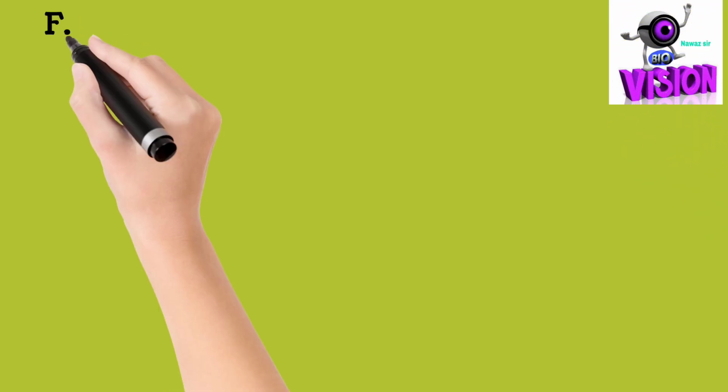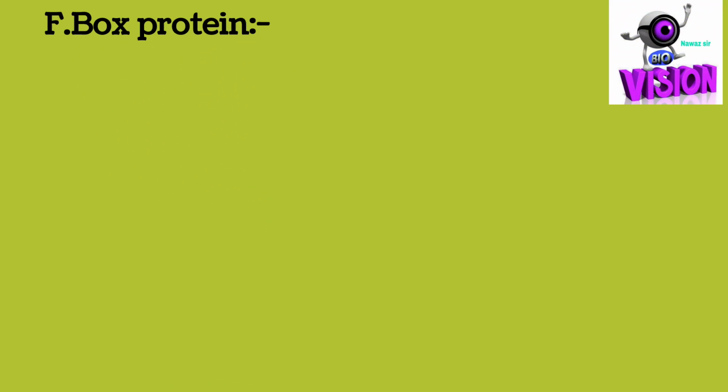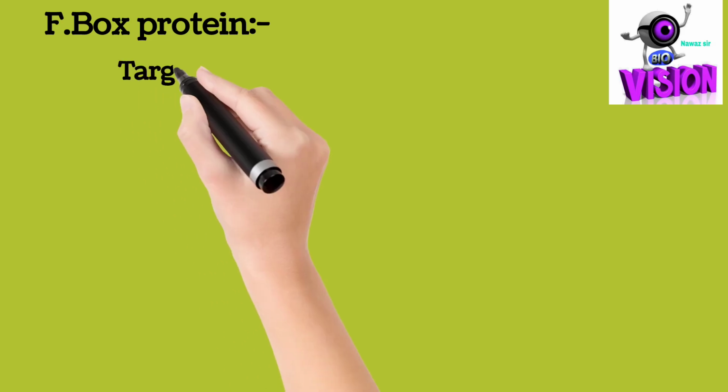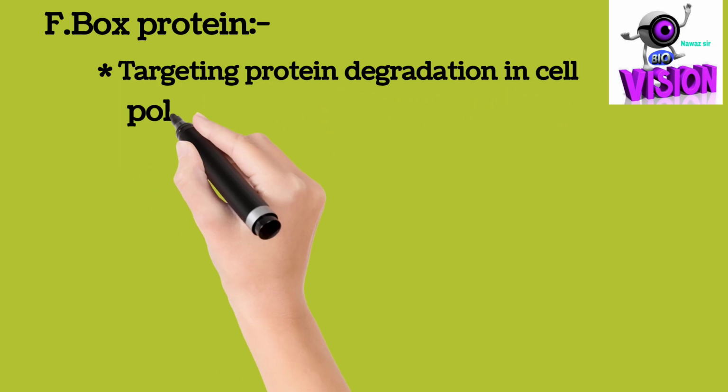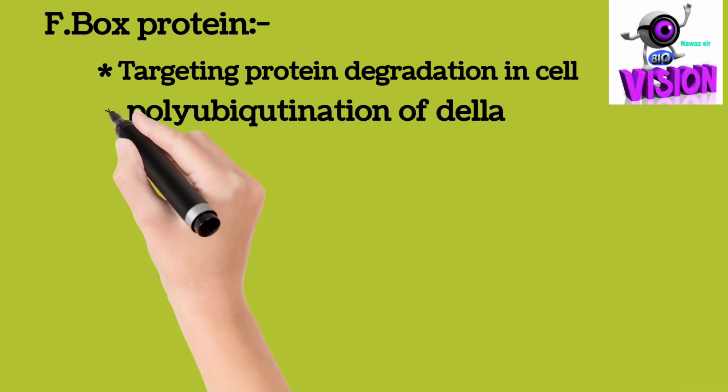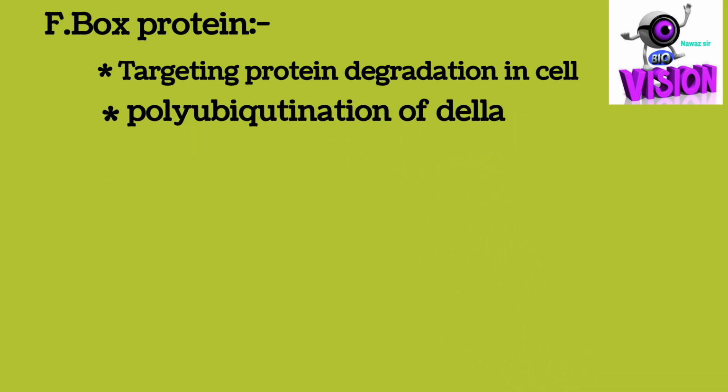Now one more important family of proteins used in the pathway is called F-box proteins. These are target proteins. They target proteins for degradation in the cell. They add ubiquitin to the DELLA protein by the process of polyubiquitination.